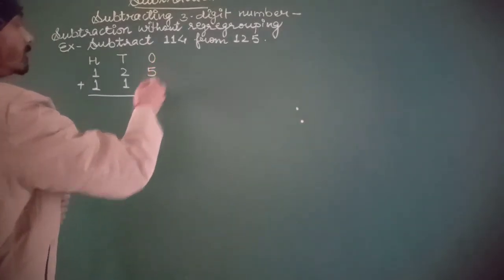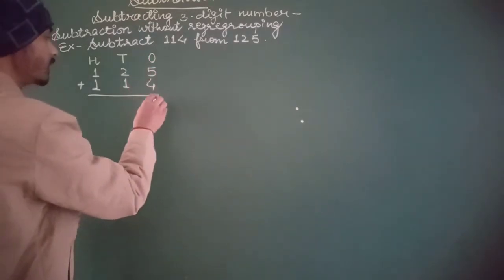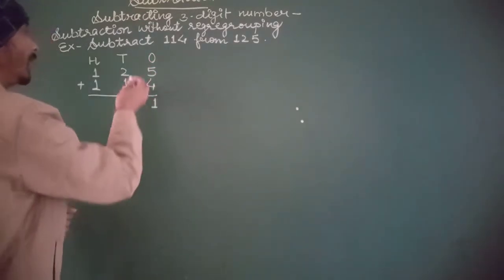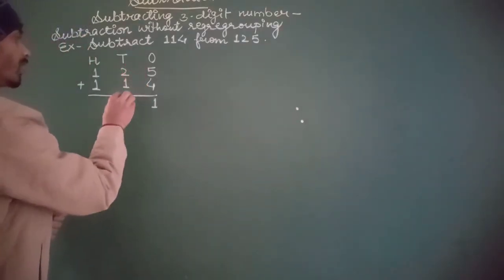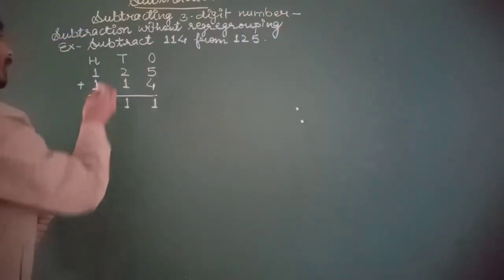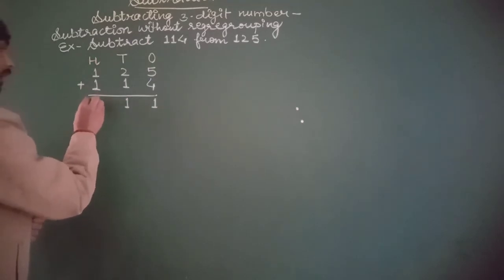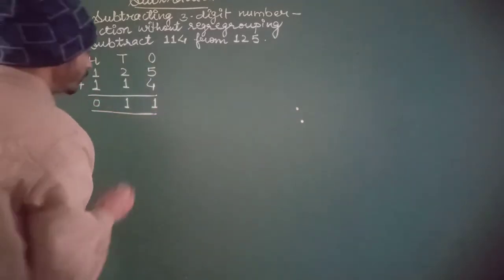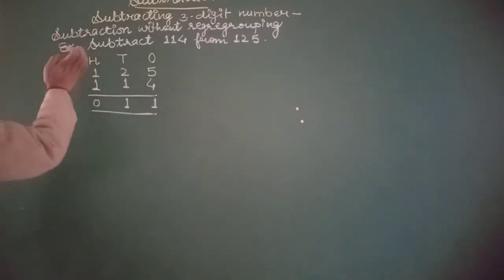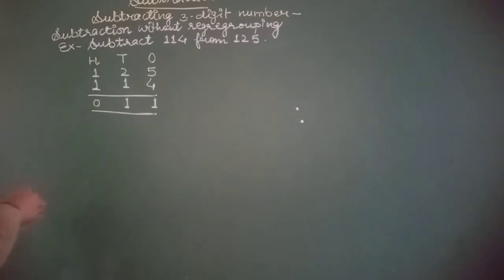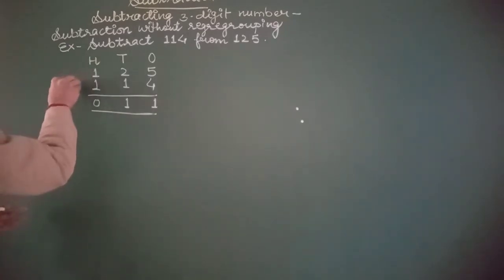So 5 ones minus 4 ones, that is 1 one. And now come to the tens column. 2 tens minus 1 ten, that is 1 ten, and 100 minus 100, that is 0. So the answer is 11. Okay, now there is subtraction, so we have to put the subtraction sign here.